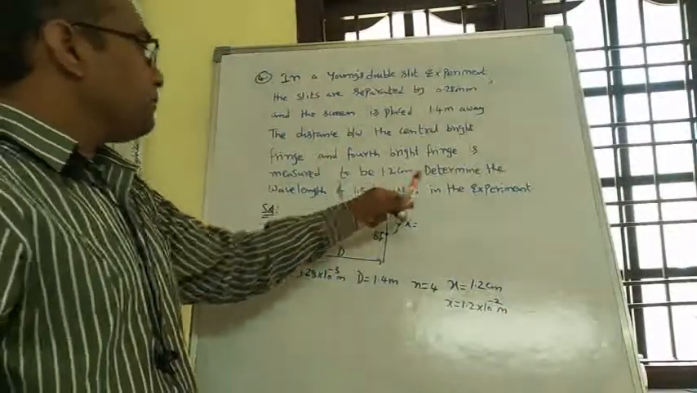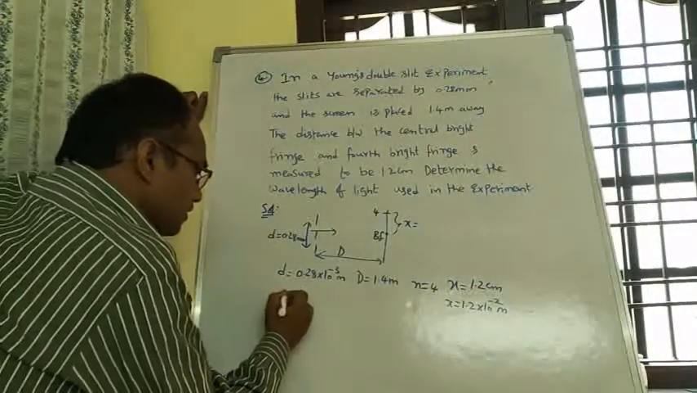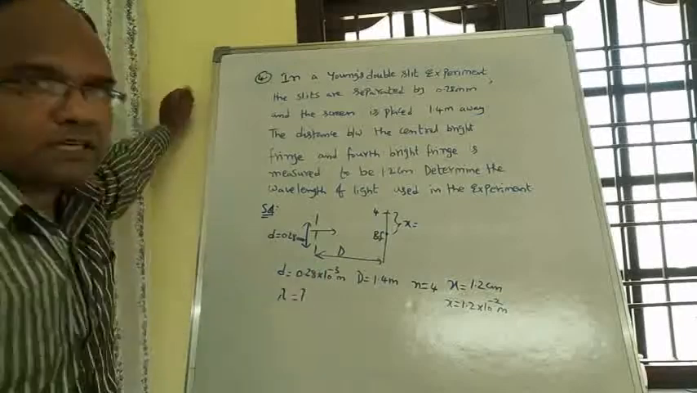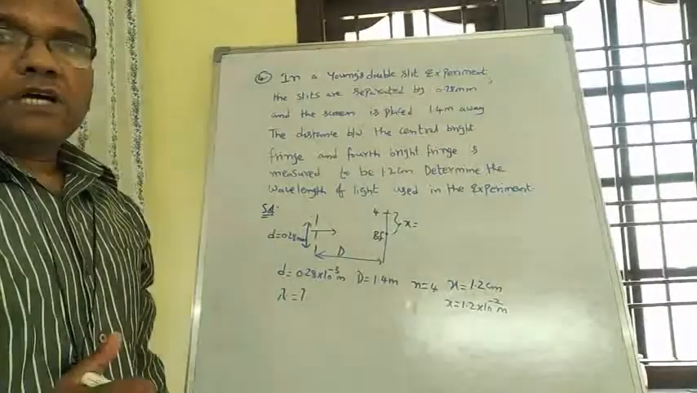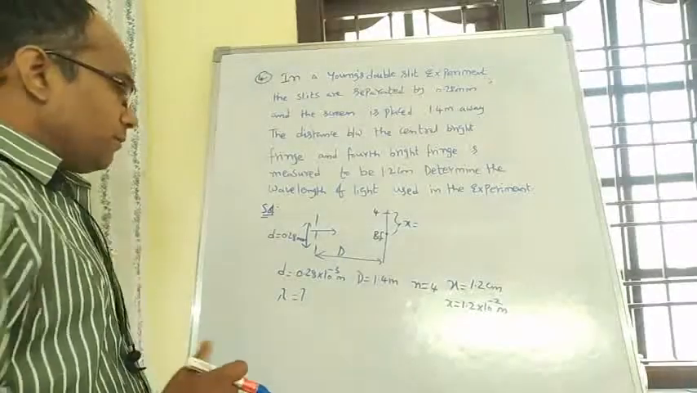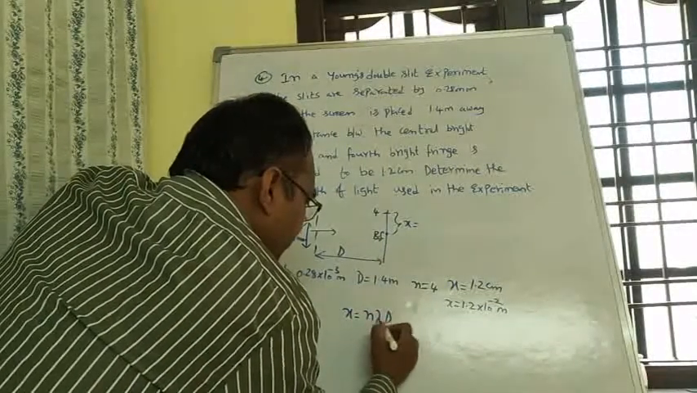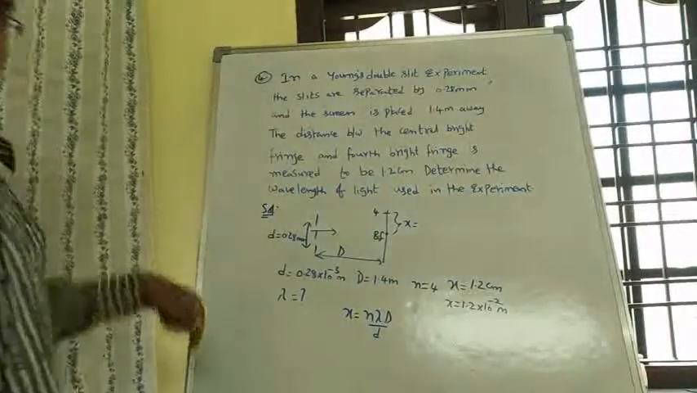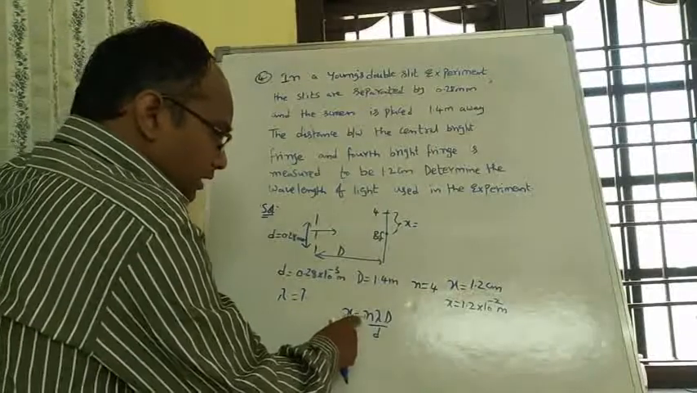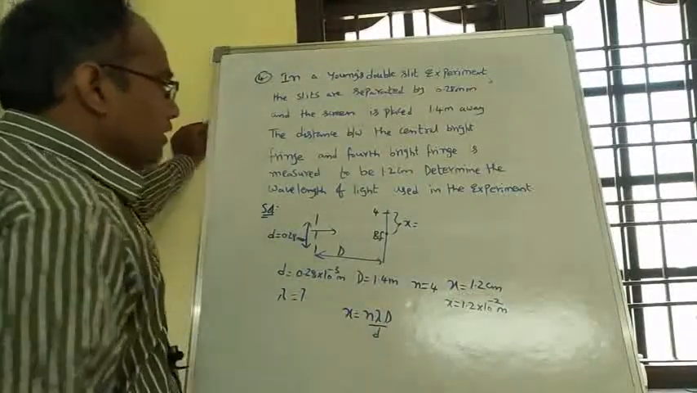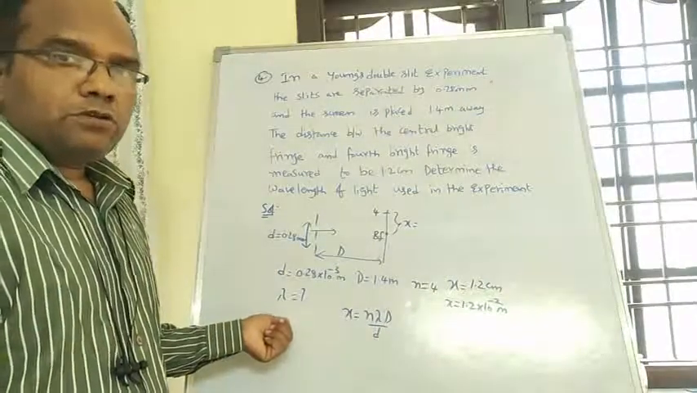Determine the wavelength of light used in the experiment. Determine the wavelength of light means lambda is equal to question mark. So what is the formula we have to apply? x is equal to n lambda D divided by small d. Everything was given, so what we have to calculate? Only the lambda value we have to calculate.